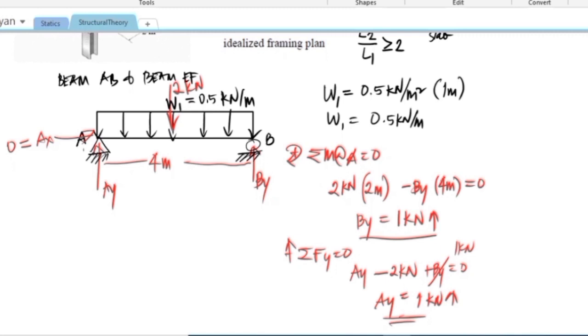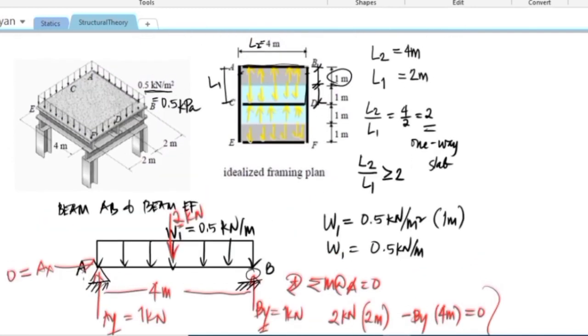So for the shortcut, since this is a uniformly distributed load having the resultant at the midspan, this is symmetrically loaded. It means this 2 kilonewton will just be shared by supports AY and BY. So this is equal to 1 kilonewton and this is equal to 1 kilonewton, without doing this computation. Okay, so let's proceed with the beam CD.